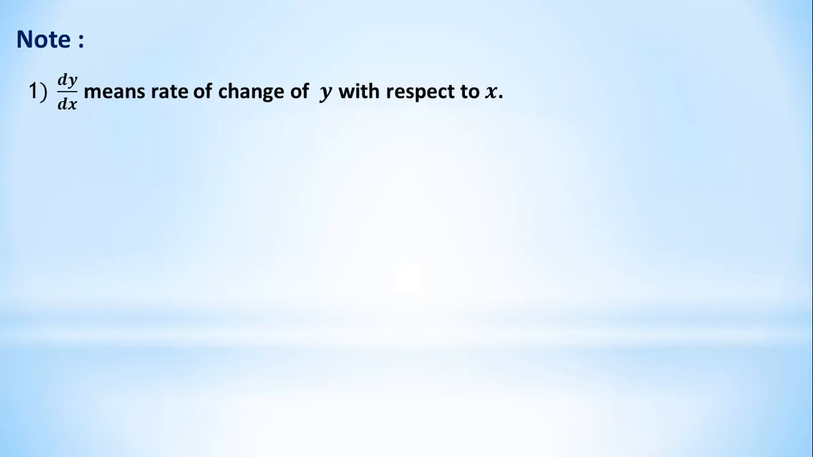And we also studied one note: dy by dx means the rate of change of y with respect to x. So this is the meaning of dy by dx. It is the rate of change of y with respect to x. In the last lecture we solved some examples related to this concept from exercise 3.2.